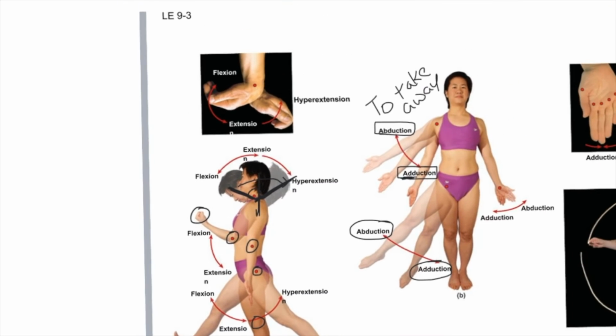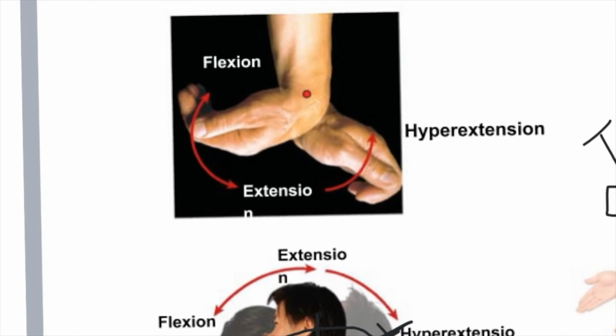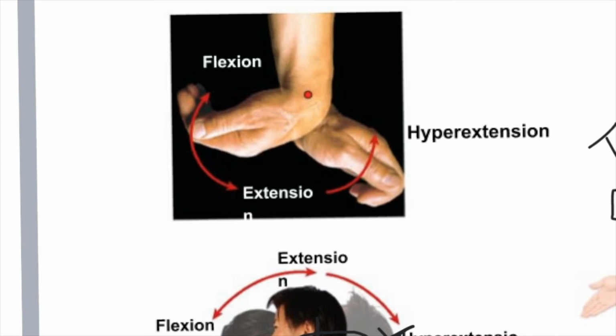This is showing flexion and extension and hyperextension of the wrist. So again, this is the 180 degree angle, and then we flex it, and then we bring it back to anatomical position, and that's extension. Then we take it beyond anatomical position, and that's hyperextension. Okay.